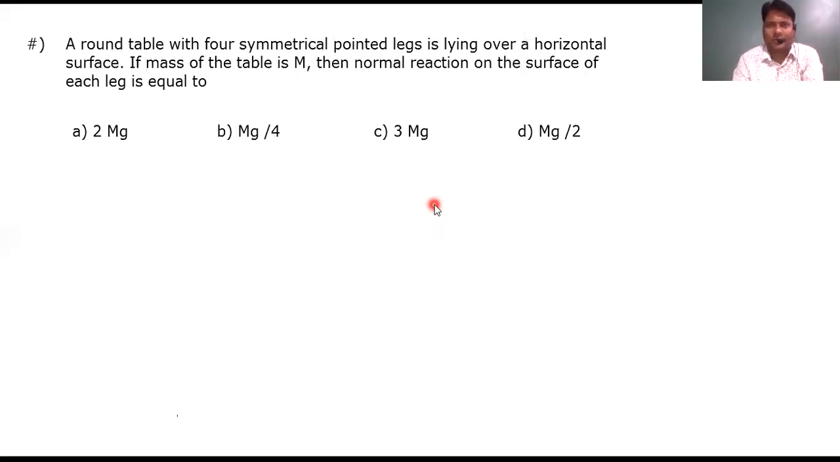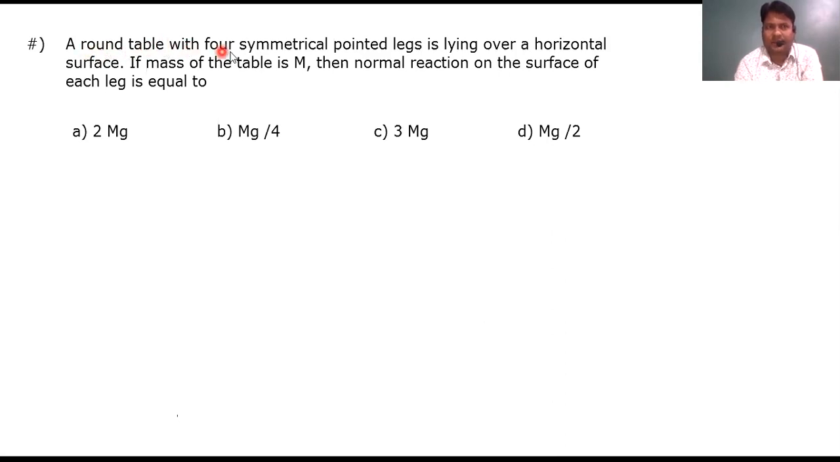Today I'm going to solve a CET level question. This type of question is very easy, and it belongs to class 11, chapter Laws of Motion. The concept is normal reaction. It is completely based upon normal reaction, which is what we are going to find out here. First of all, we read the question and solve it as easily as possible.